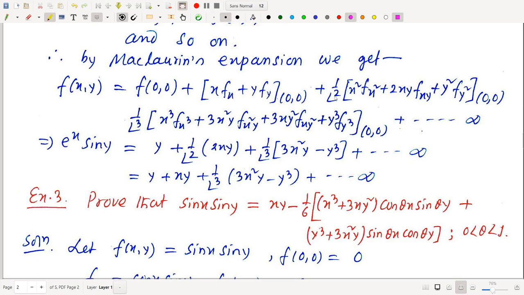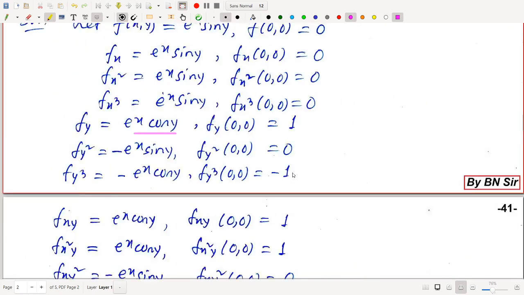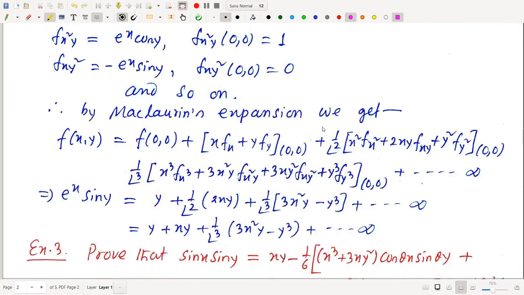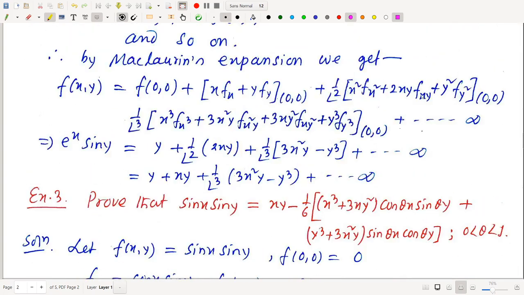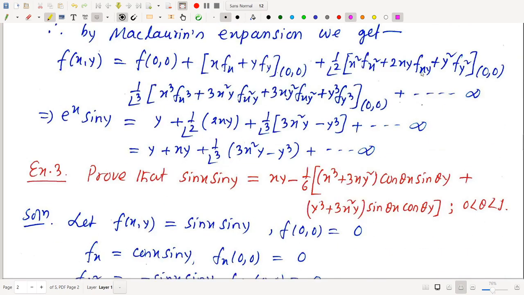And then 1 by 2 factorial, fx square is 0, fy square is also 0. At (0,0) we have seen fy square is 0, fx square is also 0, so only the middle term fxy will remain, 2xy, and fxy at (0,0) is 1, so substituted. Similarly fy square is 0, so no terms, only one term, plus 1 by 3 factorial.